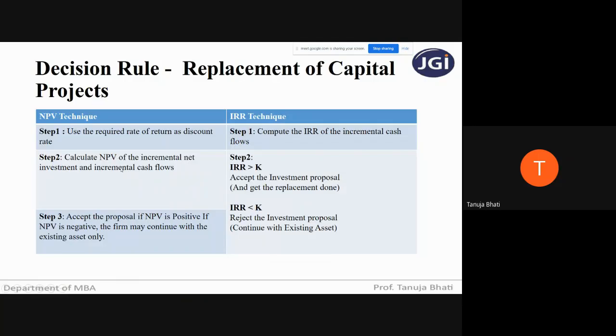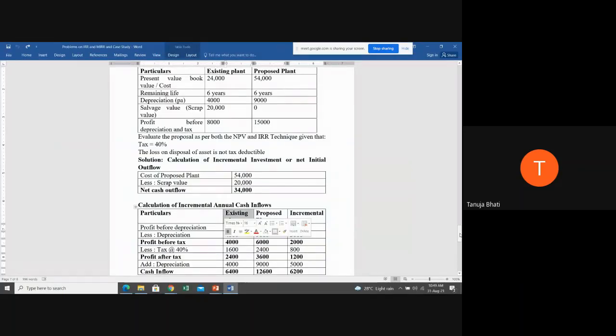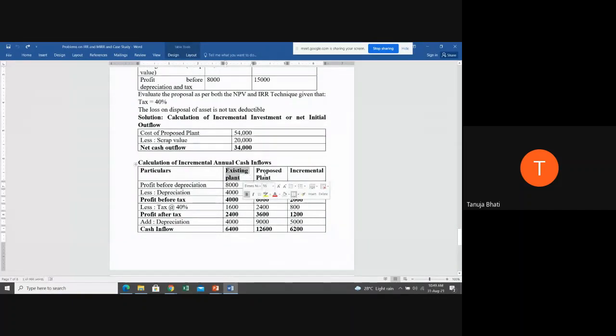Now here we have seen you have to calculate the NPV of incremental net investment, that is cash outflow, and incremental cash inflow. So the outflow we have calculated. Now let us calculate the incremental cash inflow. First we take this for the existing plant and the proposed plant. If you subtract the two, you will get the incremental cash inflows. Profit before depreciation: obviously, tax is to be deducted after deducting depreciation. But when you calculate cash inflows, you have to add back depreciation, because depreciation is a non-cash item. Profit before depreciation is given for both plants. You write it as it is. You deduct the depreciation for both plants, which is given in the problem.